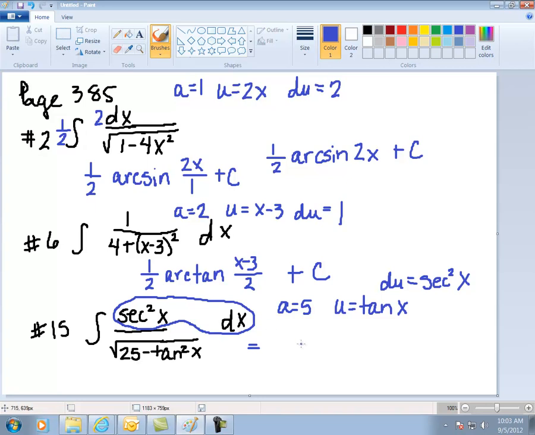Which is the derivative of u, over the square root of a squared minus u squared, and that's equal to the arc sine of u, which is my tangent x, divided by my a, which is 5, plus my constant.